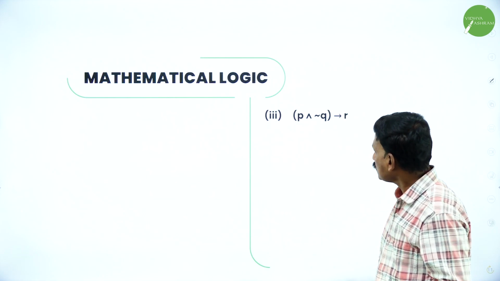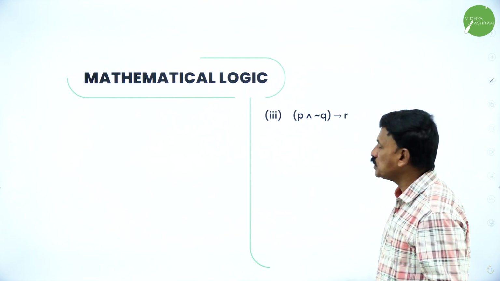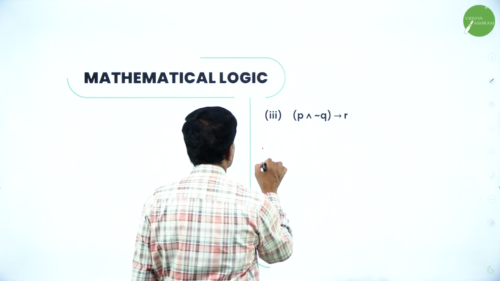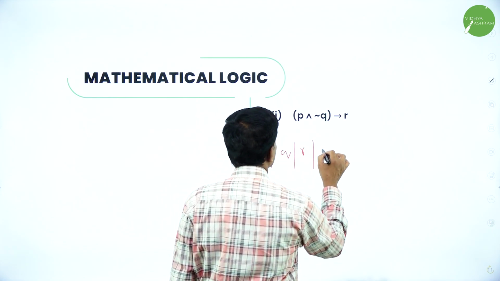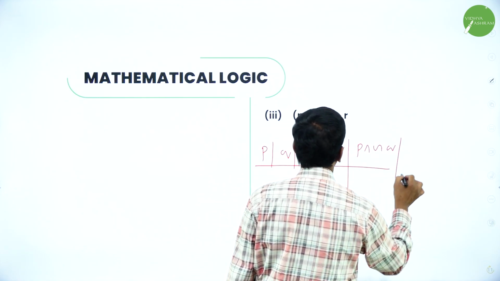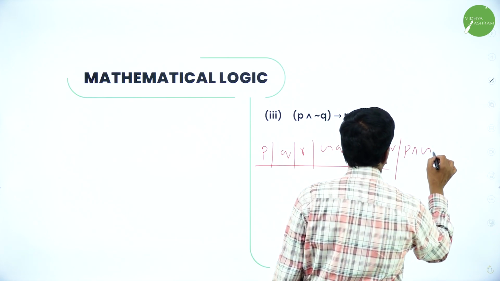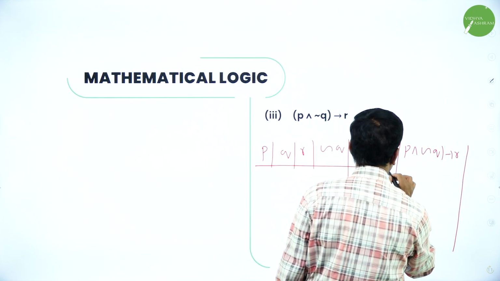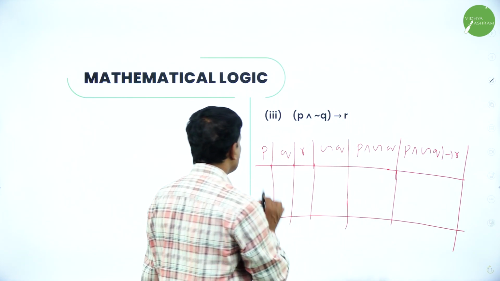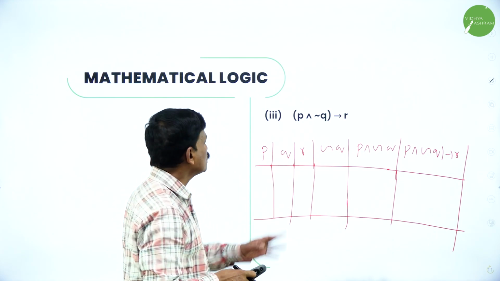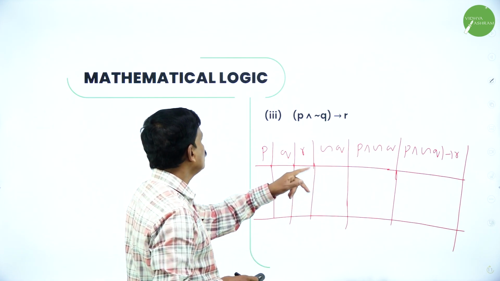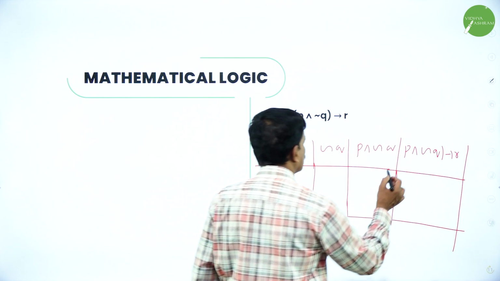Now next, third one, P conjunction negation Q conditional to R. So here let me write in a table. What is given here? P, Q, R, then negation Q, then we have P conjunction negation Q, and again P conjunction negation Q conditional to R, the entire statement. So what is this equal to? Very simple. Split. First P, Q, R, then negation of Q, then P conjunction negation Q, then P conjunction negation Q conditional to R, the entire statement.